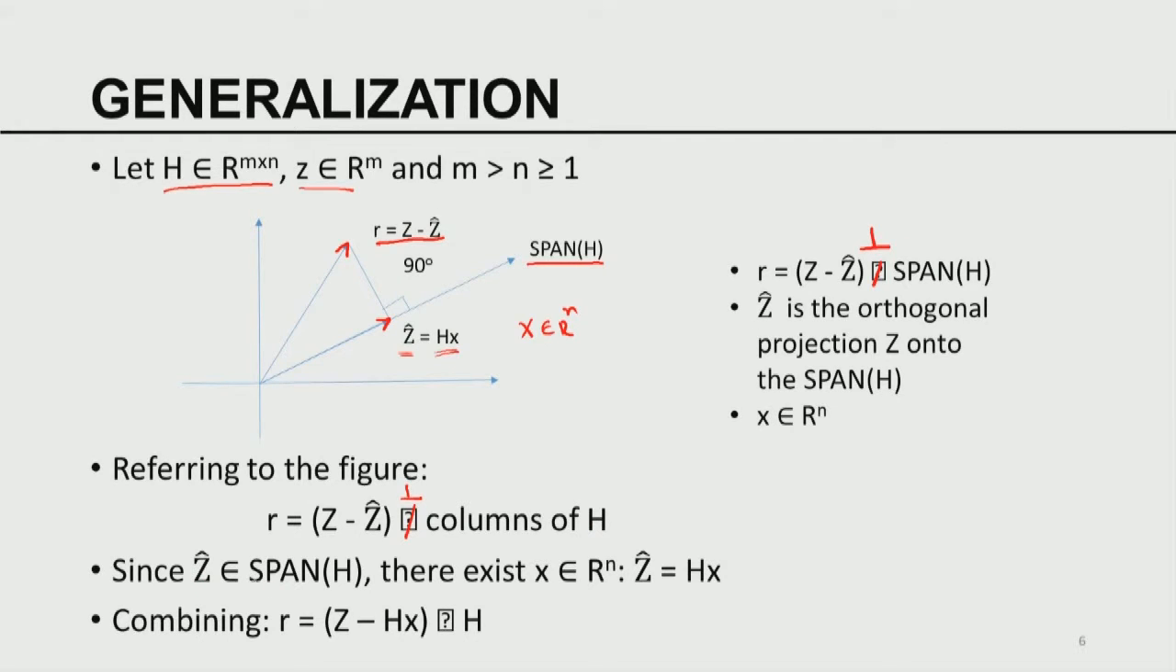Since z hat belongs to the span of H, there exists a vector x such that z hat is equal to Hx. We have already talked about that earlier. So combining this, we now know R, which is equal to z minus Hx, is perpendicular to H. Same argument: if H has only one column, we project onto that vector. If H has multiple columns, we project onto the span of H, which is the set of all linear combinations of the columns of H.